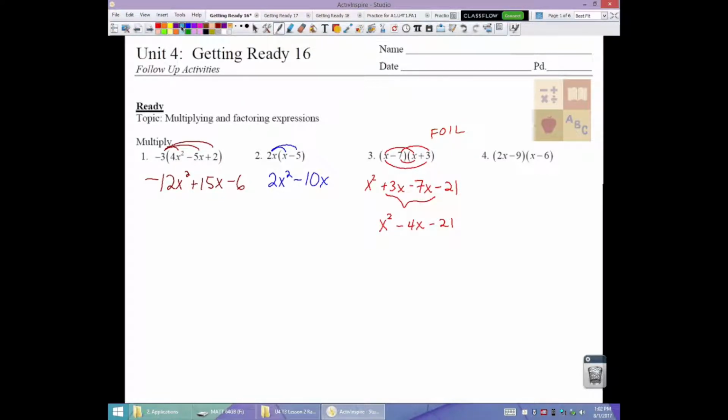And last one here, another FOIL. First is 2x squared, outers, negative 12x, inners, negative 9x, and last, positive 54. The like terms are in the middle, so we have 2x squared minus 21x plus 54.